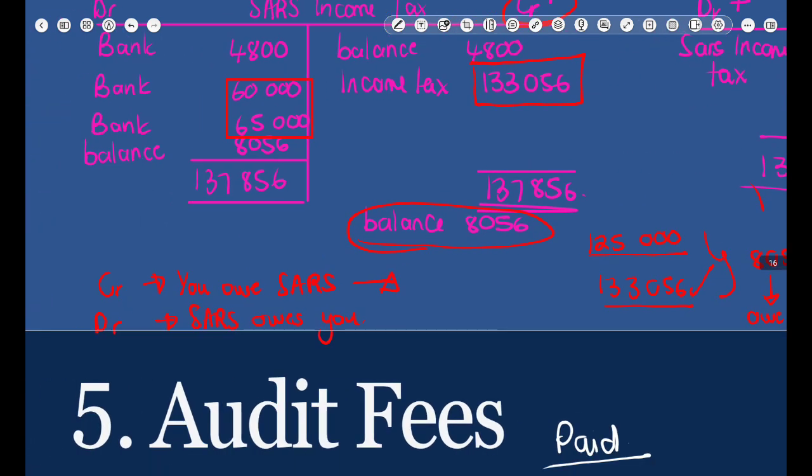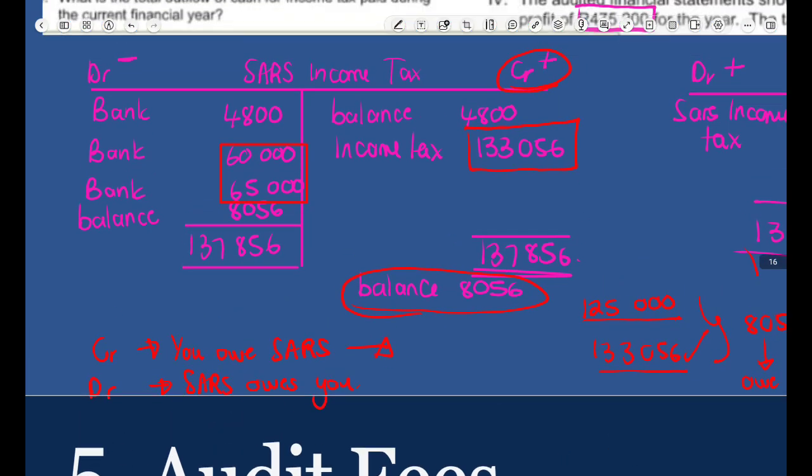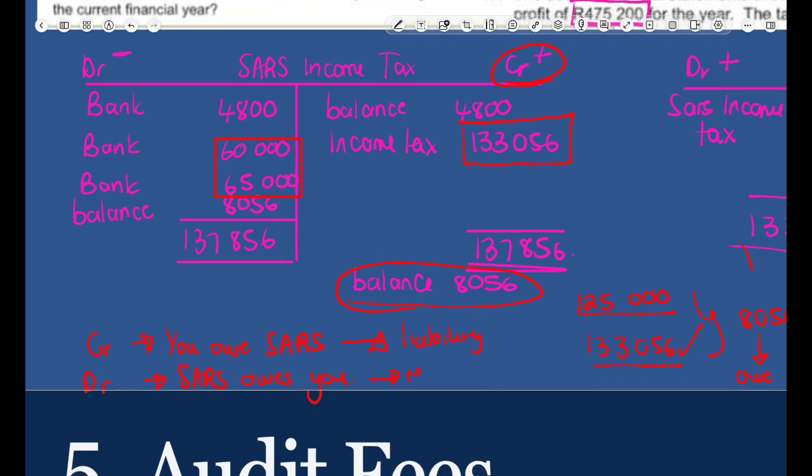Then remember, SARS income tax can either be a liability or it can be a receivable. So now this helps you understand where to go and put your SARS income tax, because sometimes in tests your SARS income tax is under your liabilities, but sometimes it's under your assets as a receivable, right? So if you owe SARS, remember when you owe something, it's a liability, so SARS income tax would be under your liabilities. But when SARS owes you, remember when someone owes you, that's a receivable, right?